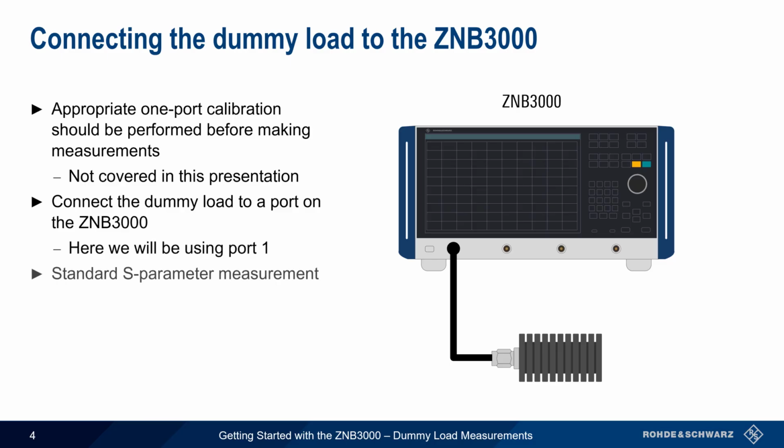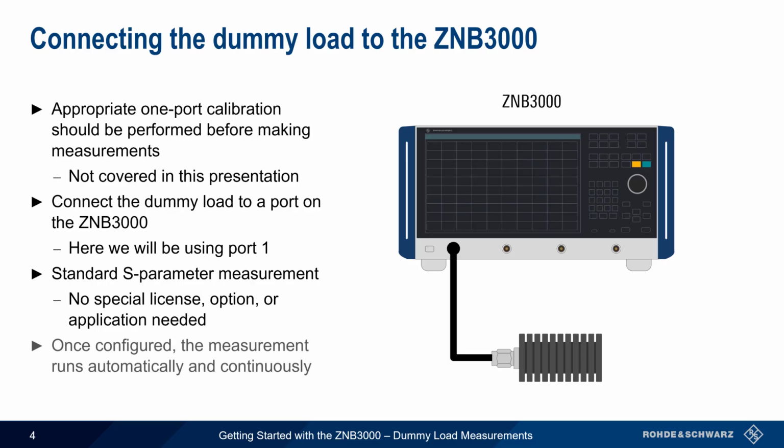Dummy loads are quantified using standard S-parameter measurements. These don't require any special license, option, or application on a ZNB3000. Once configuration is complete, the measurement will run automatically and continuously, with results updated on screen with each sweep.